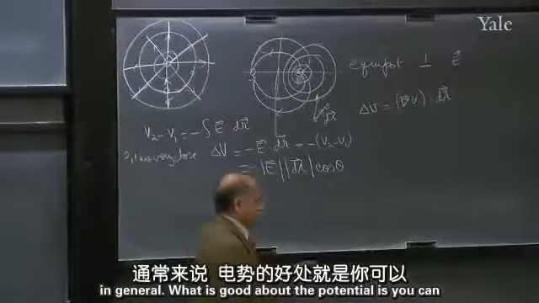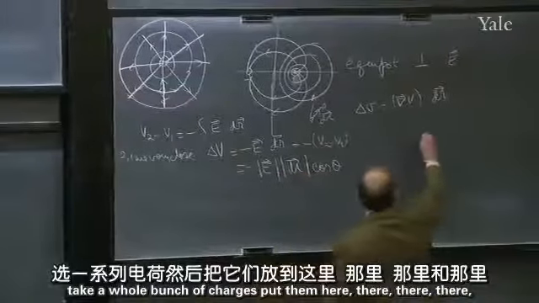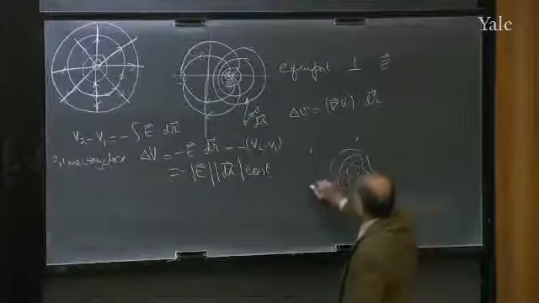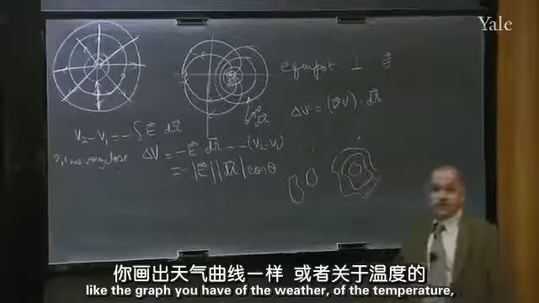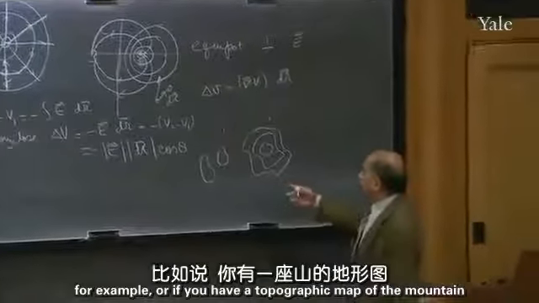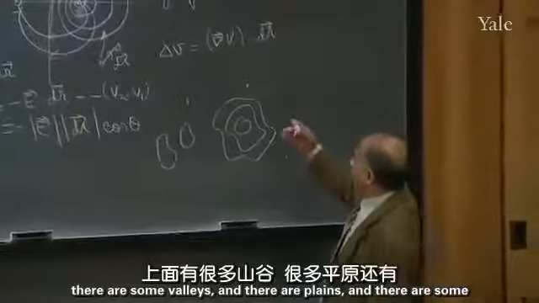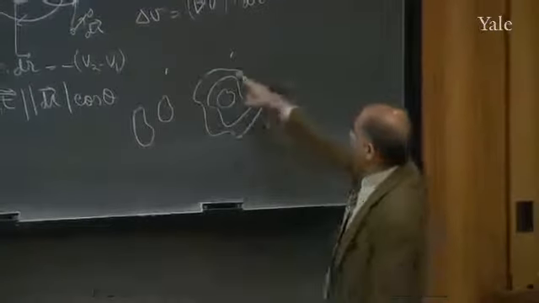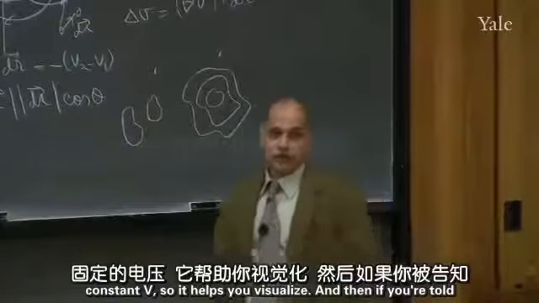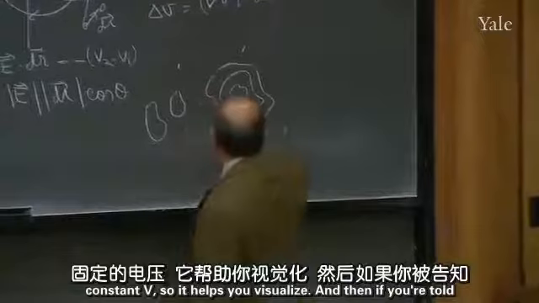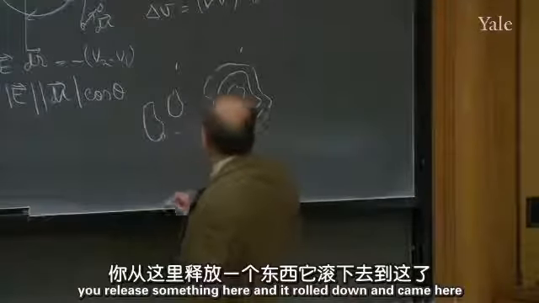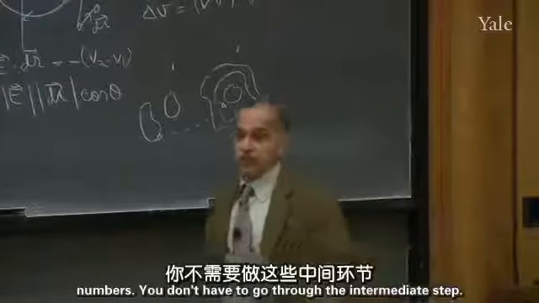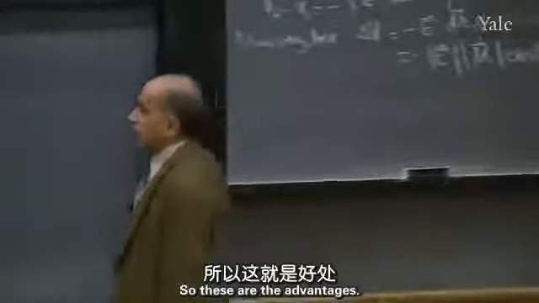What is good about the potential is you can take a whole bunch of charges, put them here, there, and you can draw little contours, maybe of constant V. It's just like the graph you have of the weather, of the temperature, for example, or a topographic map of the mountain, where there are some valleys and plains and some mountain tops. And these lines of constant height are like constant V. So it helps you visualize. And then if you're told you release something here and it rolled down and came here, you can find the speed here given the difference of these two numbers. You don't have to go through the intermediate step. So these are the advantages.